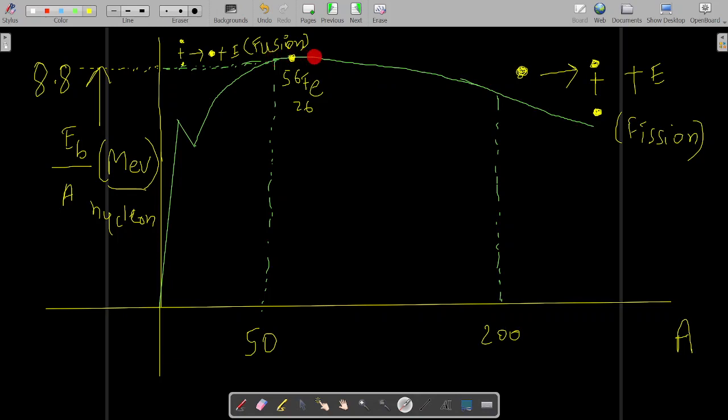And around here, around Fe56 and all these, from atomic mass number 50 to 200, the nuclei are almost stable, with a few exceptions. But usually these intermediate nuclei neither undergo fission nor fusion. Okay, so this is the thing.